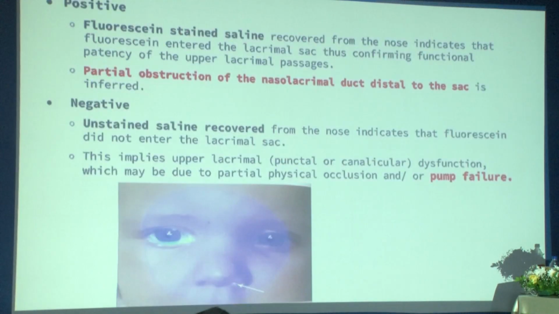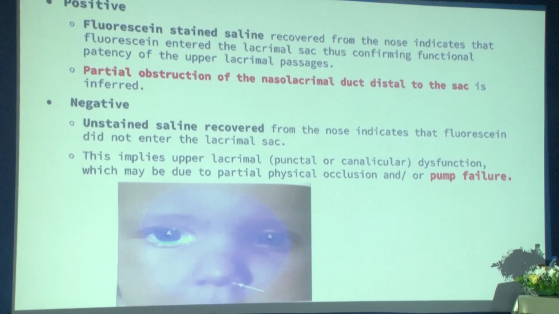Let us see what the results are. Positive. When do we call it positive? If fluorescein stained saline is recovered. So previously this was not there, but after irrigating the system, we got some fluorescein stained material. So this says that partial obstruction of the nasolacrimal duct is there.